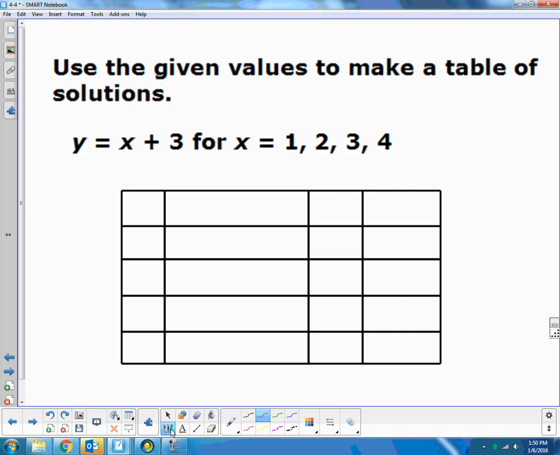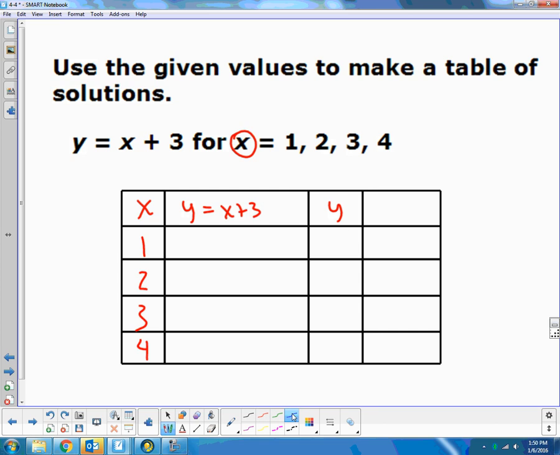And so the way we fill in this table is we say that our input is our x, and they gave us 4 inputs. So they gave us 1, 2, 3, and 4. Those are the 4 inputs in our domain. Then we have our equation. Our equation is y equals x plus 3. And that's going to give us some outputs. So y is our output. We're going to start with that. We'll get to the last column in a minute.